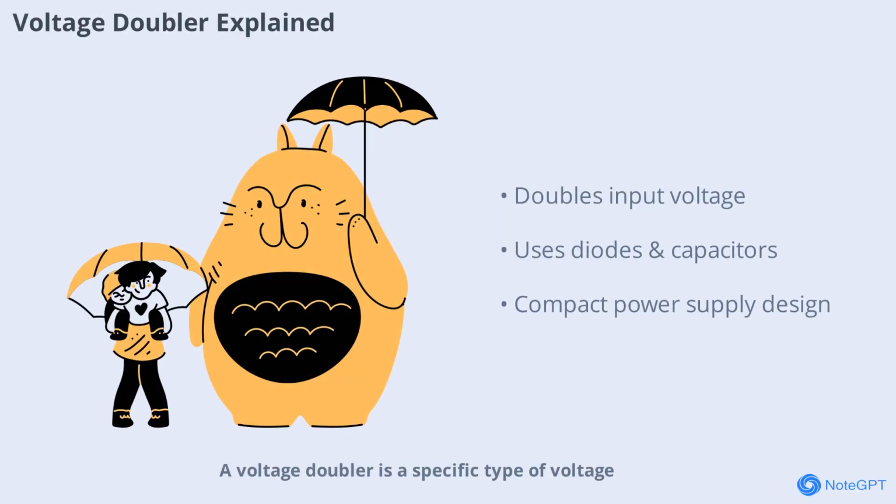Voltage doubler is a specific type of voltage multiplier that doubles the input voltage using diodes and capacitors. It's commonly used in power supplies where a higher voltage is needed without increasing transformer size.